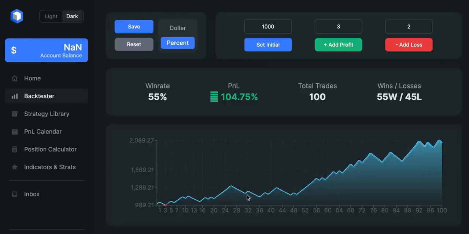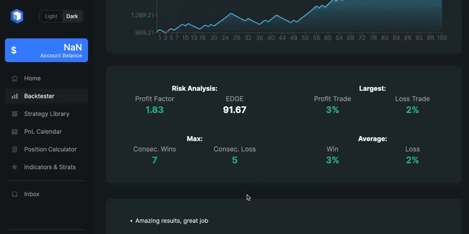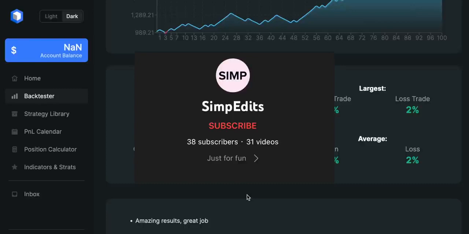Sometimes we had 5 losses in a row, and I'm not saying that's bad, but we could definitely make this strategy a bit better. The profit factor is 1.83, and we had 7 consecutive wins against 5 consecutive losses. So overall, the results are pretty good. Let's thank SimpEdits for sharing this amazing strategy.